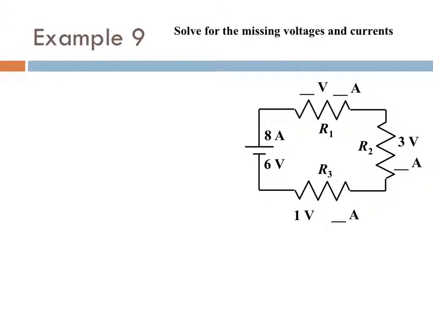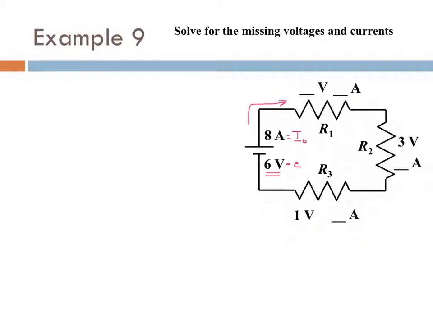Now let's try putting it all together. Here we have a circuit with 3 resistors in series. Here it's going to be very important for you to pay attention to units. This is 6 volts, which tells you that this is the EMF of my battery. This is 8 amps, which tells you my initial current. Again, my current goes from the positive terminal all the way around.